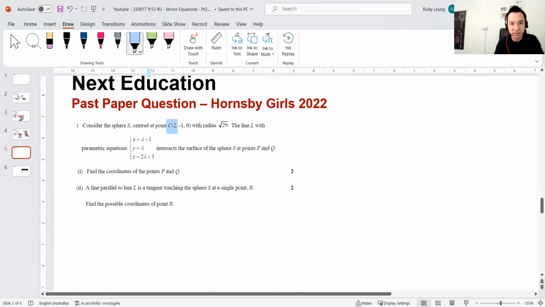Consider the sphere, center, radius. Okay, they gave me this as well. All right, already in the form. Find P and Q, easy. Solve them. No, sub them in, solve them.